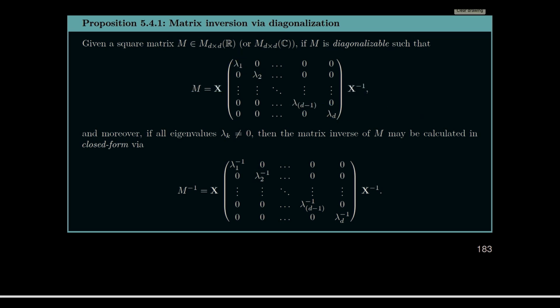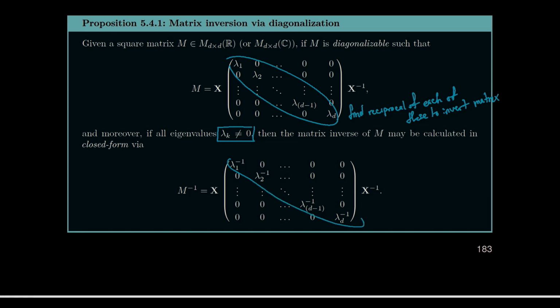If you happen to know that a matrix is diagonalizable and you have its diagonalization, which maybe isn't the easiest thing to find, but suppose that we have a matrix diagonalization, all we have to do to invert it is find the reciprocal of each of those eigenvalues, which basically means that as long as none of them are equal to 0, they all actually have a reciprocal. You could imagine if one of them were equal to 0, the reciprocal doesn't exist. As long as none of them are equal to 0, then the reciprocal exists, and you can compute the matrix inverse just by finding the reciprocal.